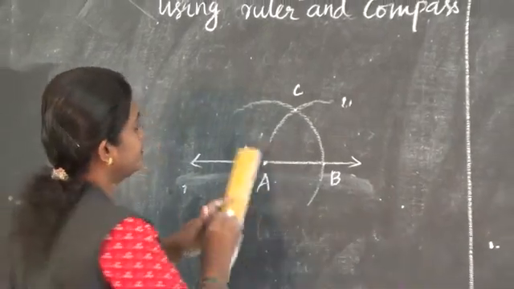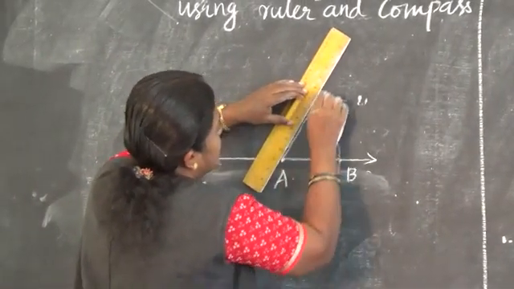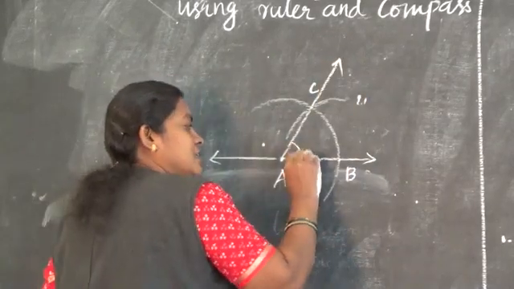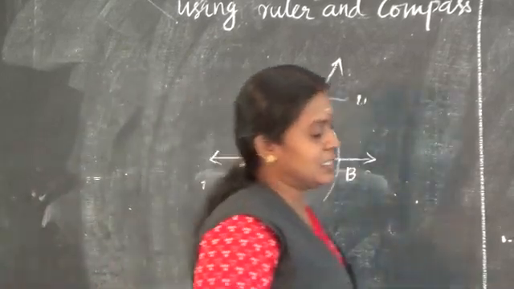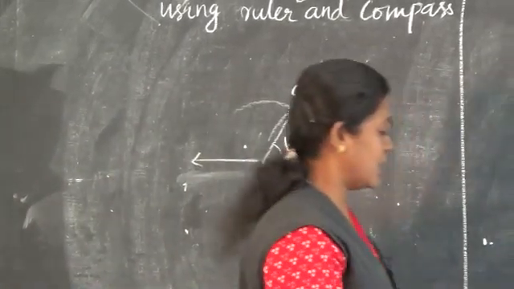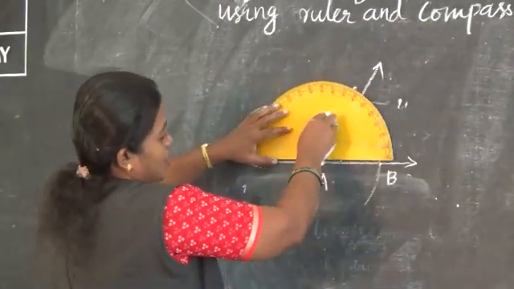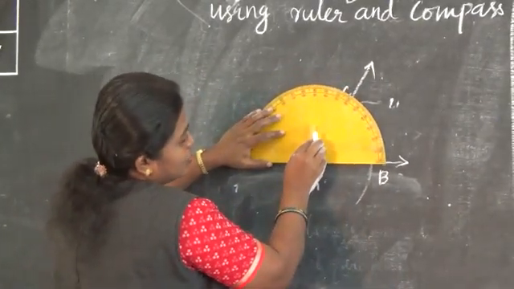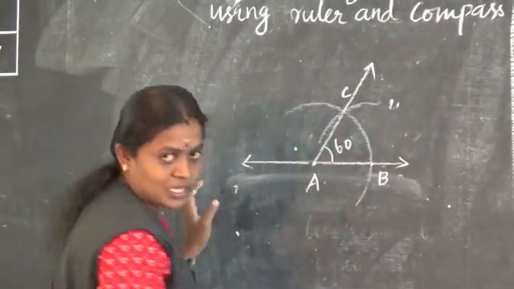Join AC. This is the angle of 60 degrees. For checking, I will check only this one angle; the other angles you have to check yourselves. Now, what angle does it show? 60 degrees, without using a protractor.